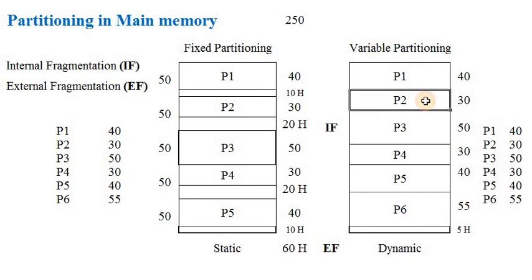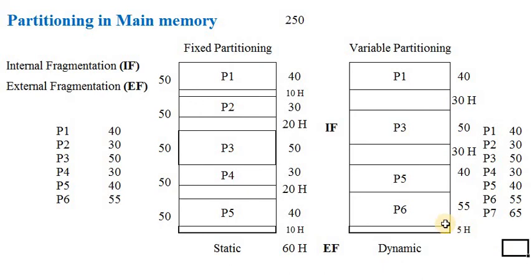Suppose P2 has successfully completed its execution. P2 will be deleted from the main memory, and this 30 will be considered as a whole. Then suppose P4 also completed its execution. That will be removed from the main memory, and this 30 will be created as a hole. Now, suppose one more process came into the main memory with the size 65.